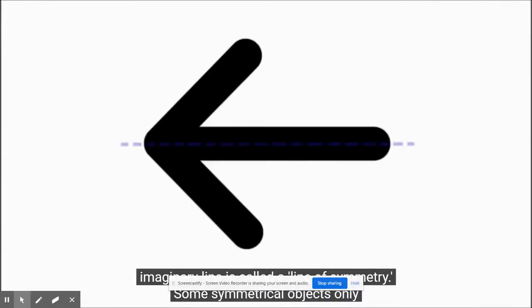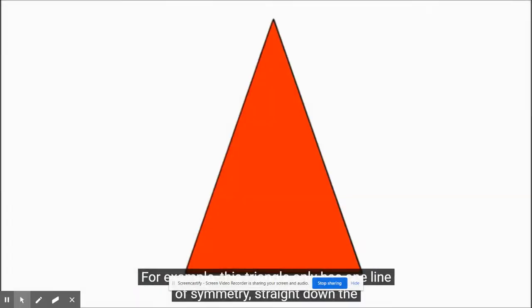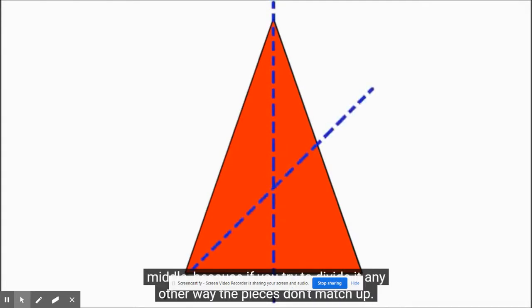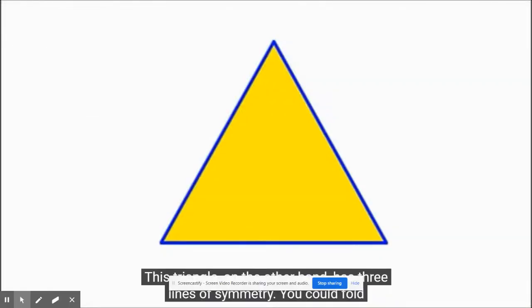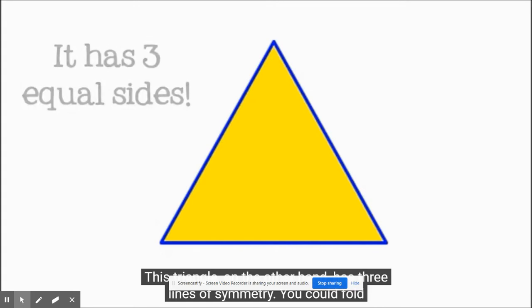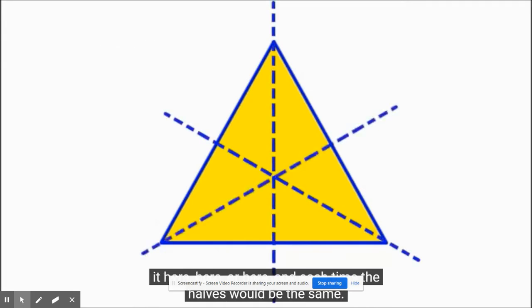Some symmetrical objects only have one line of symmetry, while others have more. For example, this triangle only has one line of symmetry, straight down the middle, because if you try to divide it any other way, the pieces don't match up. This triangle, on the other hand, has three lines of symmetry. You could fold it here, here, or here, and each time the halves would be the same.